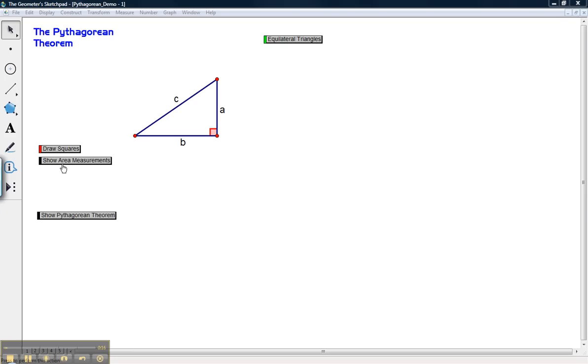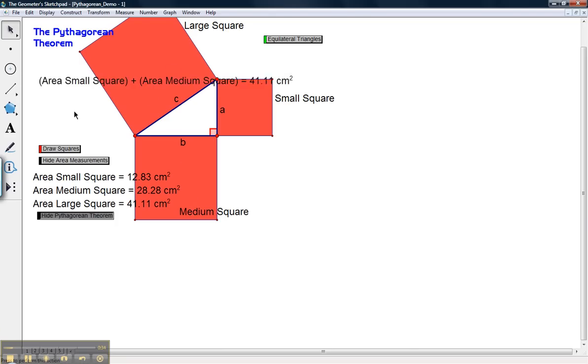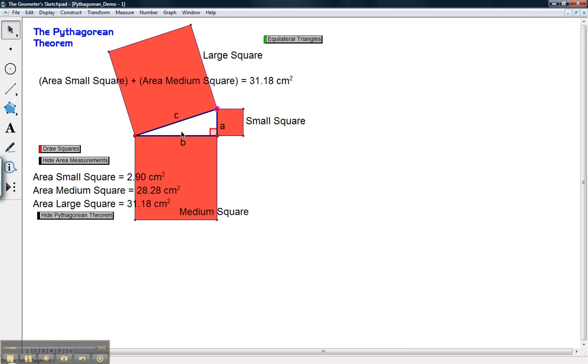Now, I'm going to draw some squares on each of these sides. So, the Pythagorean theorem is A squared, which is the area of this square, plus B squared, that's the area of the medium one, should be equal to C squared, area of the big one. Show these area measurements. If I add up the small one plus the medium one, I get the same thing as the large one. Even if I move this someplace else, I still get the area of the large one.